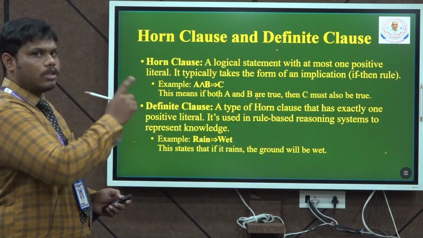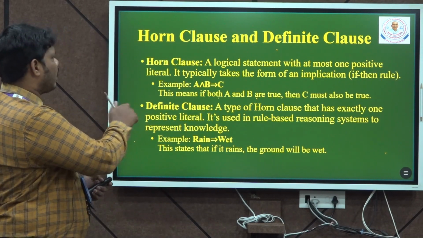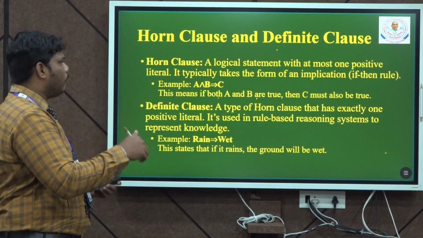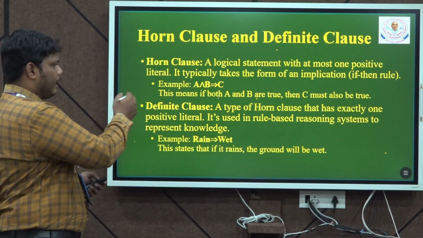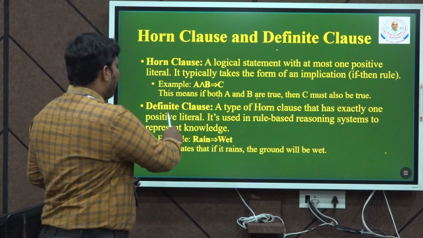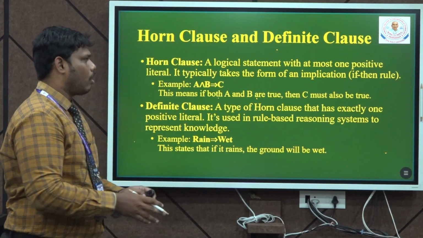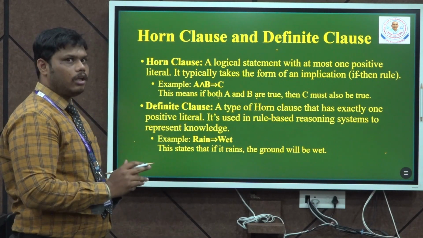There are two clauses, the first one is a Horn clause and the second one is a definite clause. A Horn clause is a logical statement with at most one positive literal. Let us consider an example. It has if-then rules. If A and B, that implies C, it means that if both A and B are true, then C must also be a true condition.